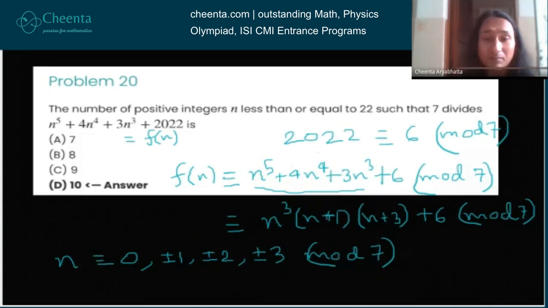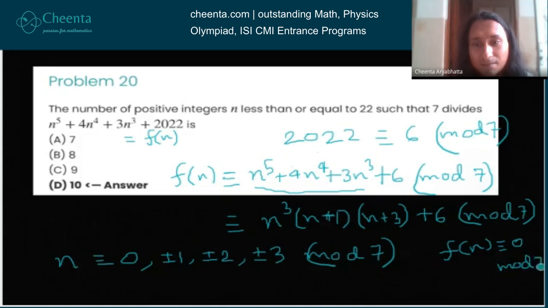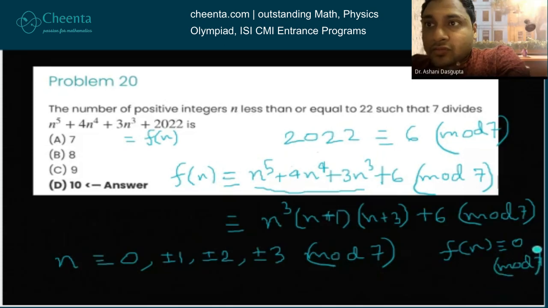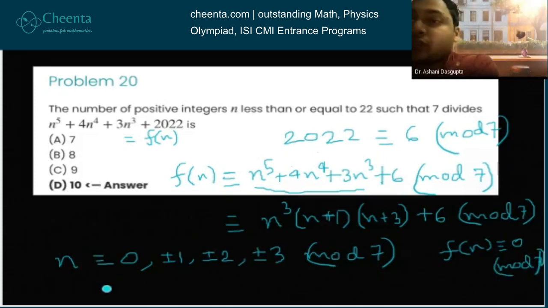They're going to be 1 and plus minus 2. So we're trying to set this congruent to 0, right? So we want F(n) congruent to 0 mod 7. We want the remainder to be 0, because we want 7 to divide it.